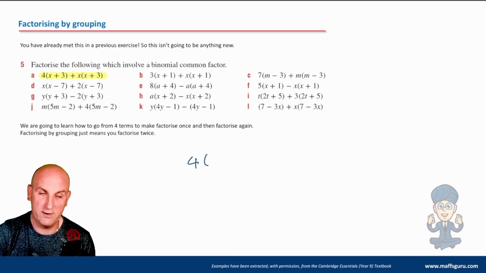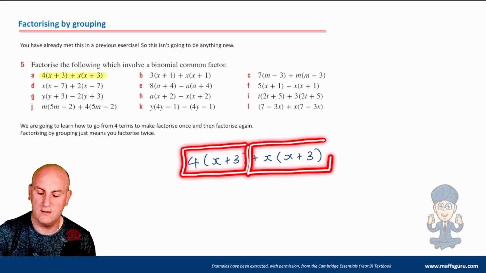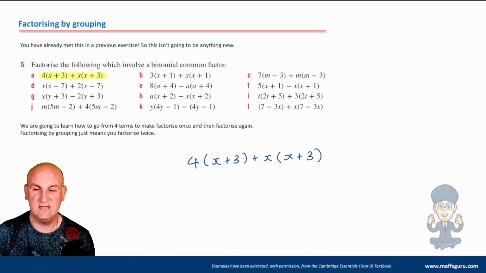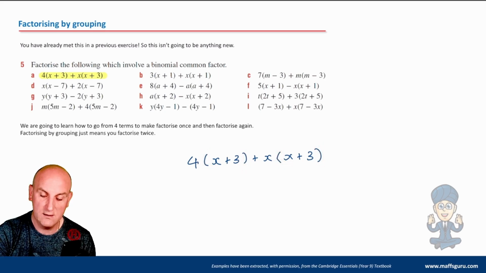So if I had 4 brackets x plus 3 plus x in brackets x plus 3, how many terms have we got? Well, I've got 1 term, and I've got another term here. Is there anything common to both of those terms? Well, yes, there's a set of brackets with x plus 3. Then we can divide both terms by x plus 3.